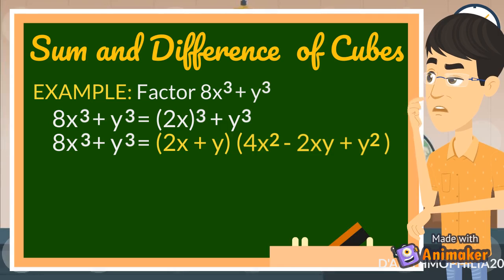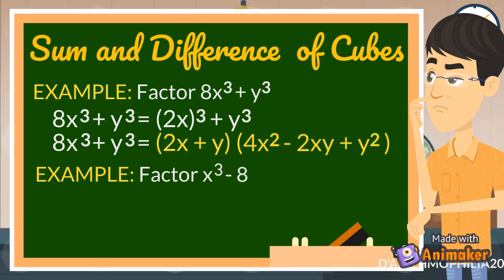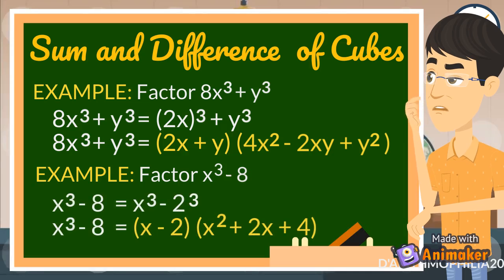Another example is to factor x cubed minus 8. This expression can be rewritten as x cubed minus 2 cubed, which will give us the factors quantity of x minus 2 times the quantity of x squared plus 2x plus 4, applying the second pattern of the technique.